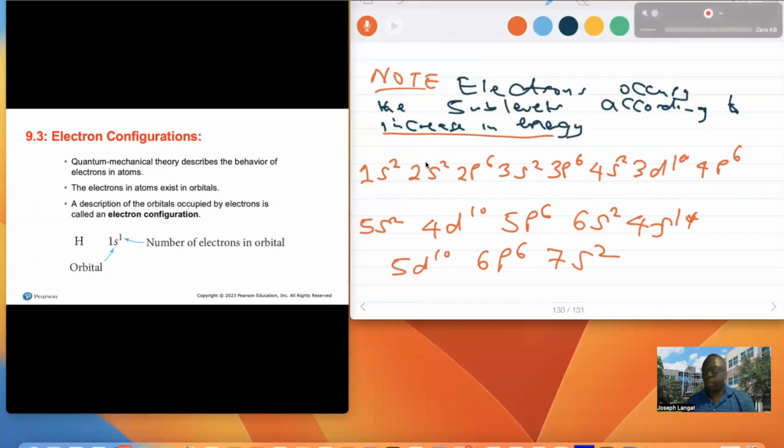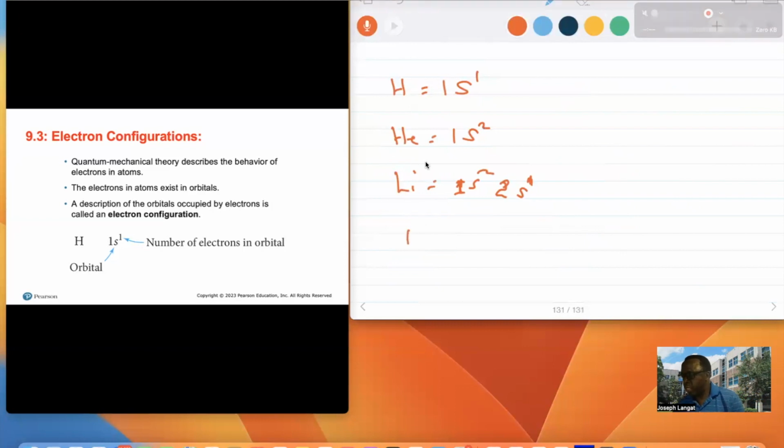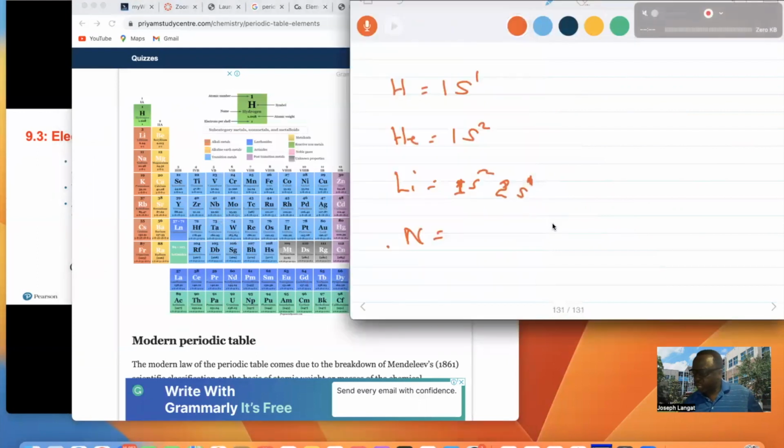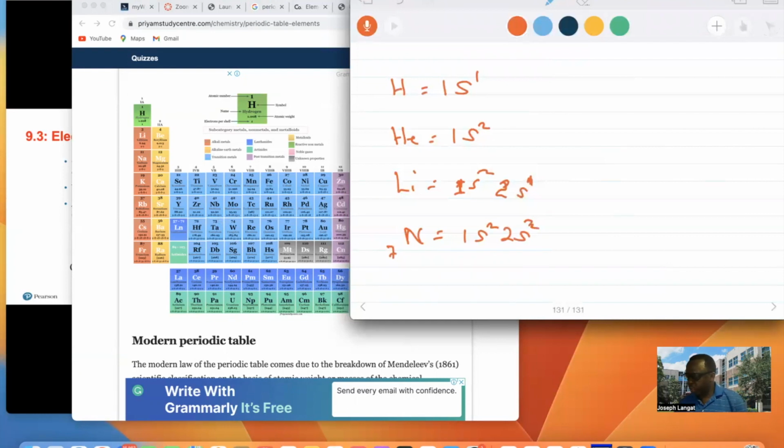What else do we want to try? Let's say nitrogen. If you look on the periodic table, nitrogen is number 7. So it has 7 electrons. This is 1s2, 2s2. How many remaining to make the 7? It's 3. So it's going to be 2p3.